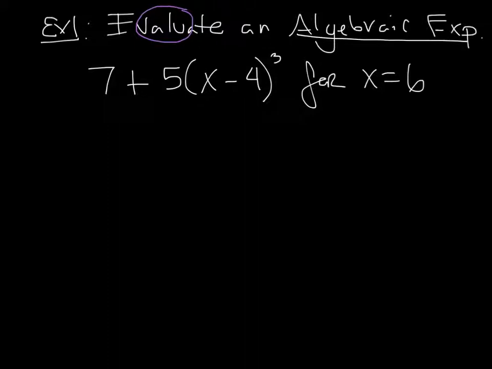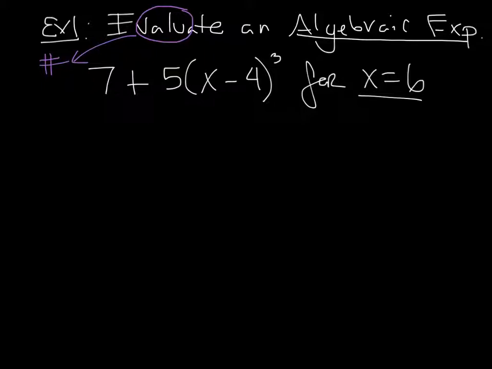So an algebraic expression is just an expression that has variables and it also has numbers, with certain operations like addition, multiplication, or repeated multiplication, which is what that means, x minus 4 multiplied 3 times. So evaluate means you're going to find an actual number. So our answer is going to be a number. And we know it's going to be a number because they give us a specific value. And we're also going to use the order of operations in order to finish this problem.